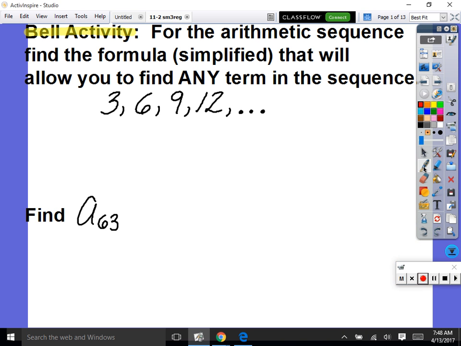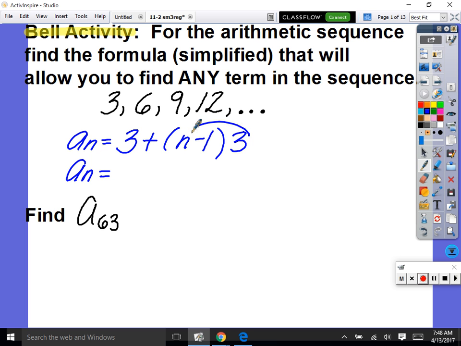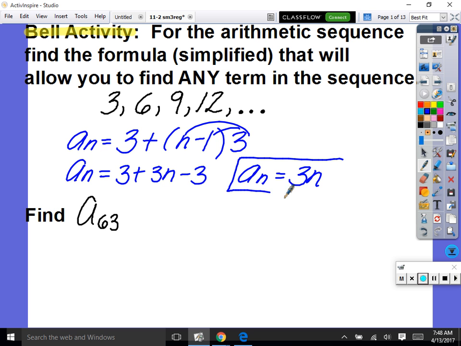You guys did good on this. So you wrote the explicit formula, a sub n is equal to a sub 1, which was 3, plus n minus 1 times the common difference, which was 3. Then if I said write the simplified formula, you would distribute that through. So that's why you had 3 plus 3n minus 3, which was awesome, because you wrote a sub n is equal to 3n. Perfect, very good.